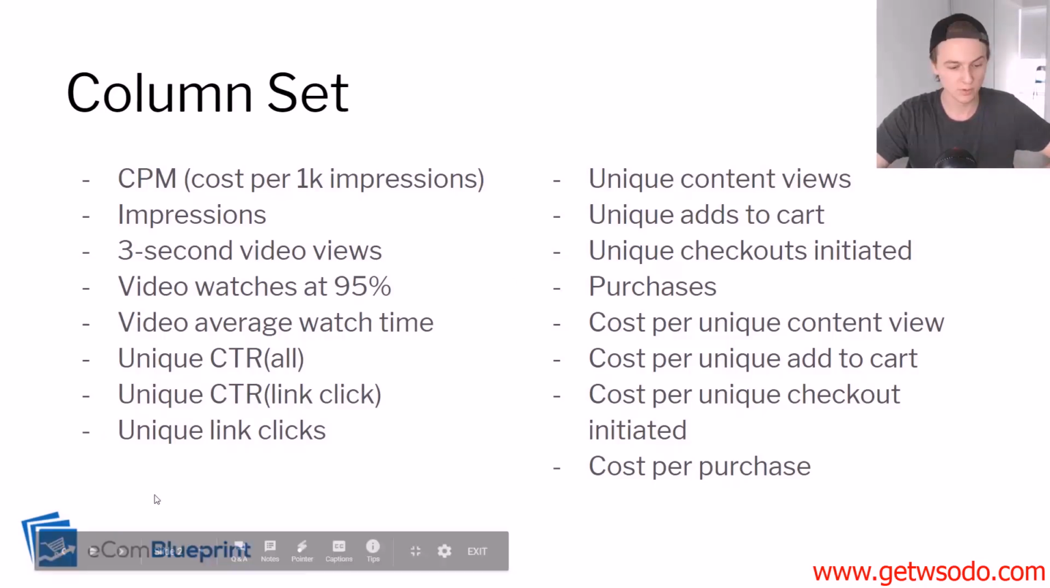So people that click might not make it to content view, right? So there's going to be a small drop off from link click to content view. Usually if there's a really large one, that's something that you need to fix. And so that's why I like putting both these metrics here.